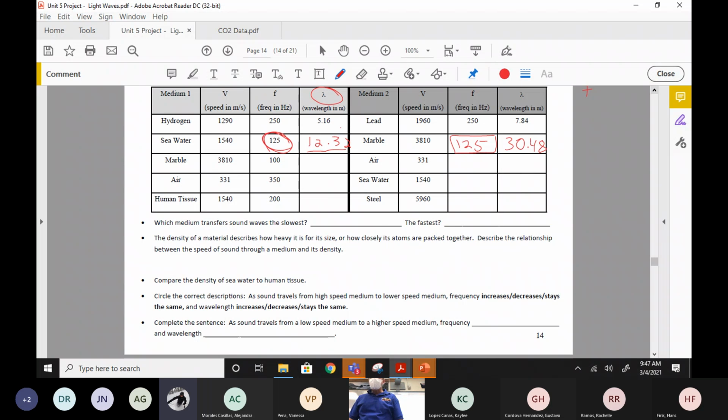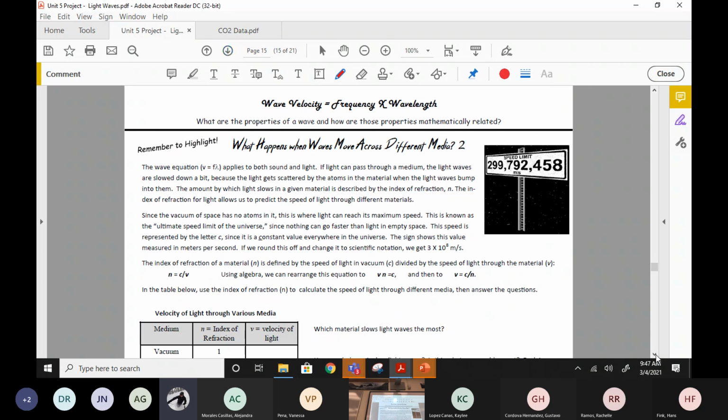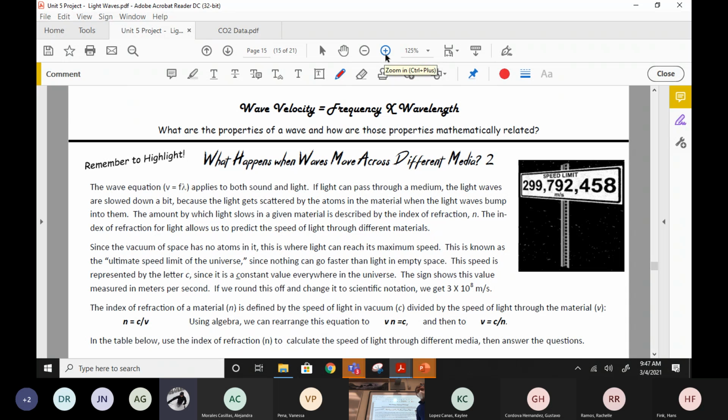All right, we're going to try to finish page 15 today also. So let's move on to page 15. And I'm going to ask you to highlight the important parts as we read through this together. First of all, look at that speed limit sign. Sorry, you can go no faster than 299,792,458 meters per second. Sorry, you can't go faster than that. That's the speed limit of the universe.